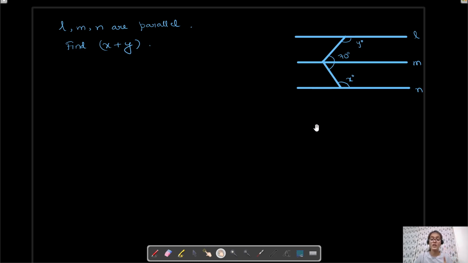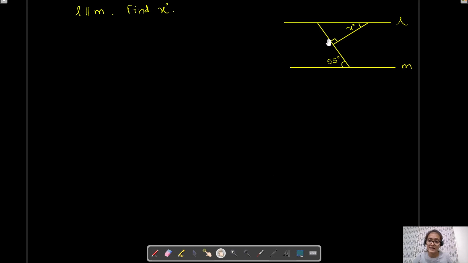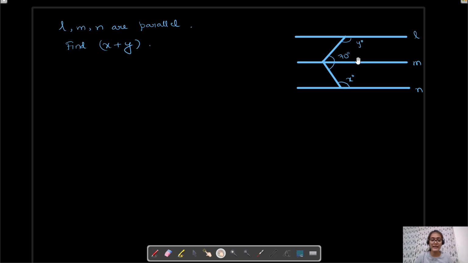Second thing is, do not assume an angle to be a right angle only because it looks like a right angle, okay? They will mention it specifically in the question, or they will give you the right angle symbol, okay? Alright, so here lines L, M and N are parallel. We have to find out the value of x plus y. So x is this, y is this.